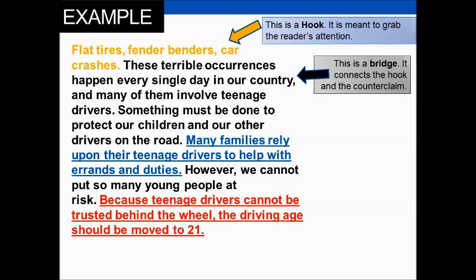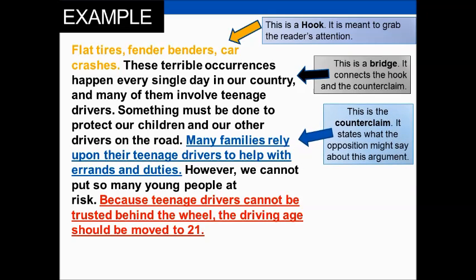Let's take a look at our first bridge. These terrible occurrences happen every single day in our country, and many of them involve teenage drivers. Something must be done to protect our children and our other drivers on the road. The purpose of this bridge is to connect the hook and the counterclaim. In other words, this sentence makes your reader understand how your hook relates to your counterclaim.